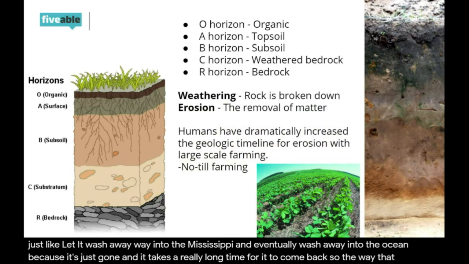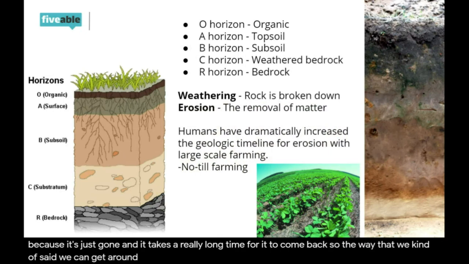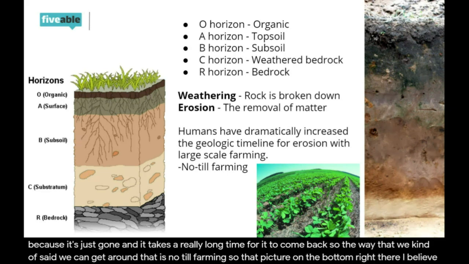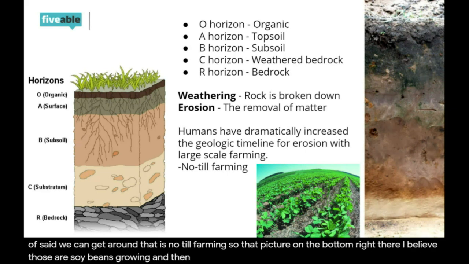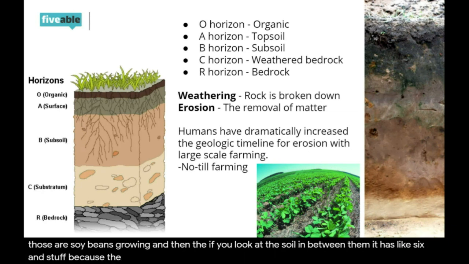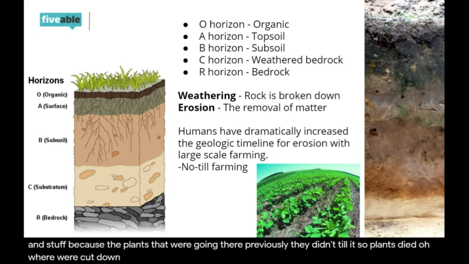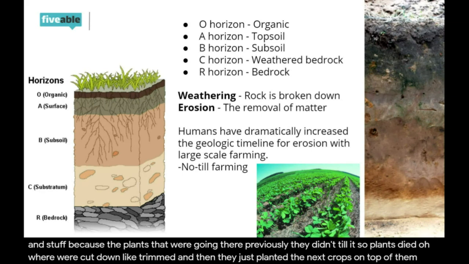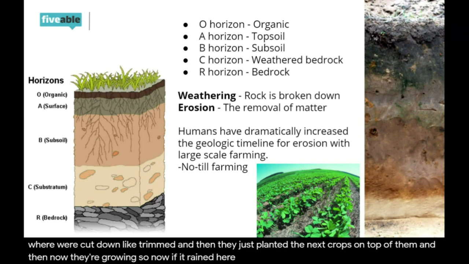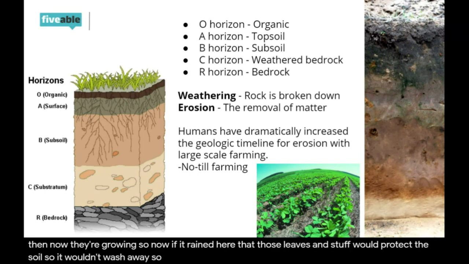So the way that we've said we can get around that is no-till farming. In that picture on the bottom right, I believe those are soybeans growing. And if you look at the soil in between them, it has sticks and stuff because the plants that were growing there previously, they didn't till it. So plants died and fell over or were cut down, trimmed. And then they just planted the next crops on top of them. And now they're growing. So now if it rained here, those leaves and stuff would protect the soil so it wouldn't wash away. So that's no-till farming.